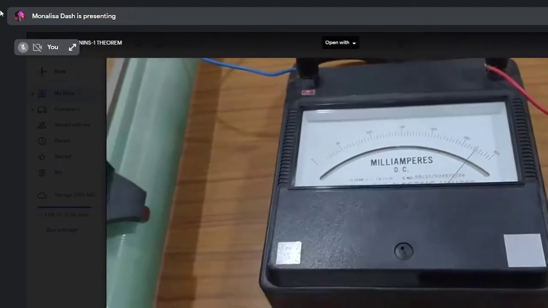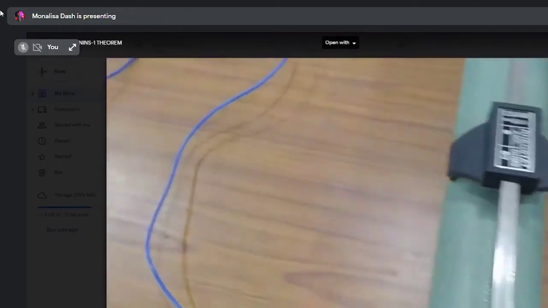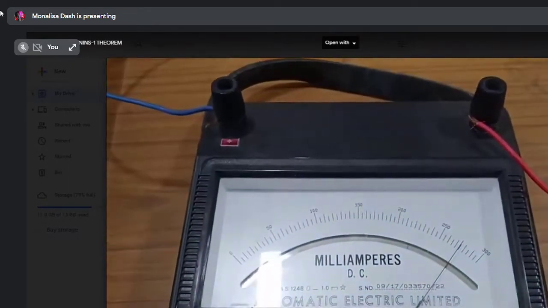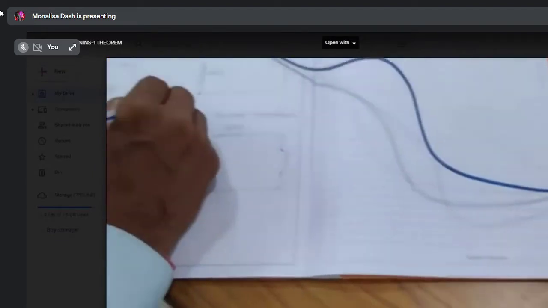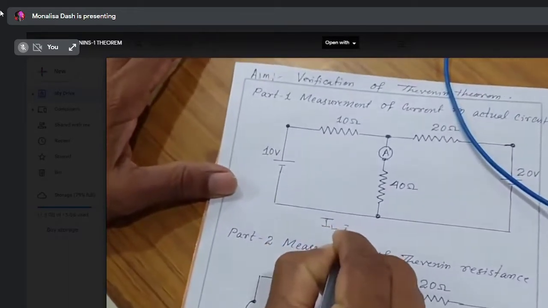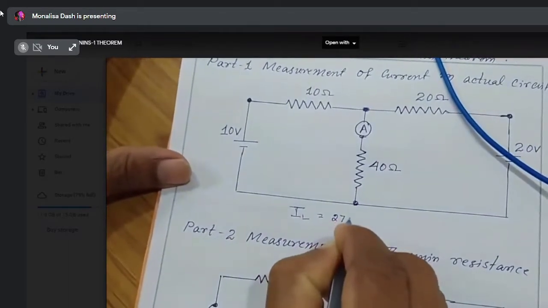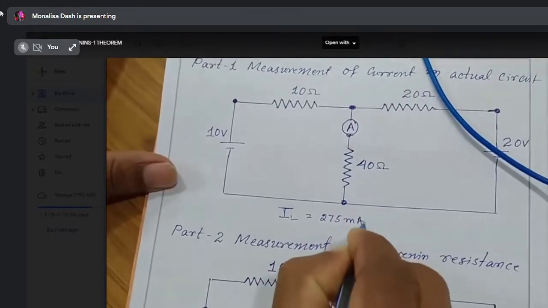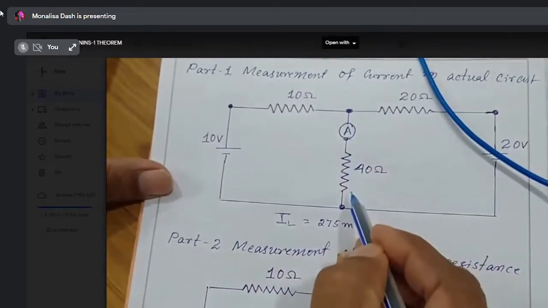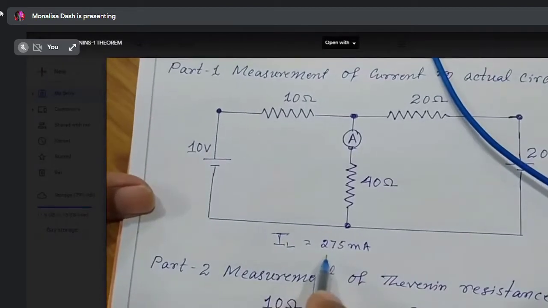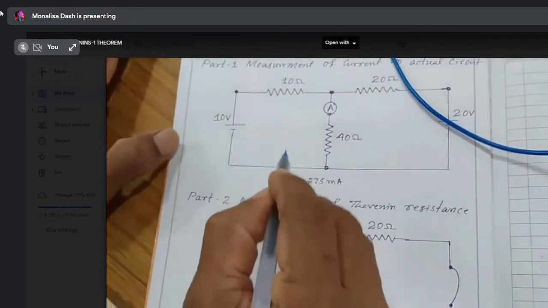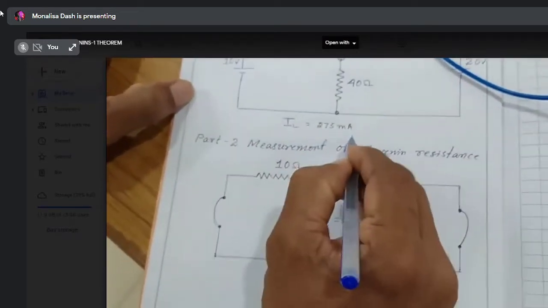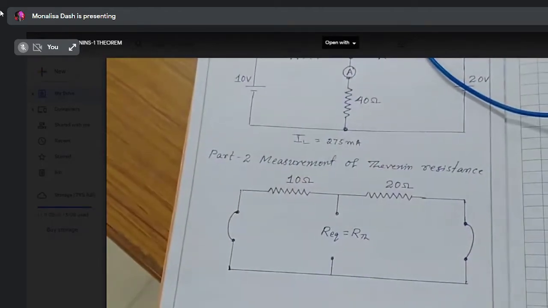So we have to verify using Thevenin circuits whether this current is coming in the Thevenin circuits or not. So now we have to Thevenize the given circuits. Now we'll note down the reading, that is IL, 275 milliampere. So this current is passing through this load resistance. This is the load current, 275 milliampere. So now we have to Thevenize these circuits, and with the help of Thevenin circuits, we have to verify whether this current is coming through the load resistance or not in the Thevenin equivalent circuits.